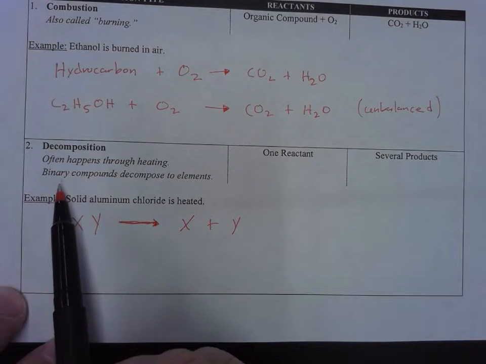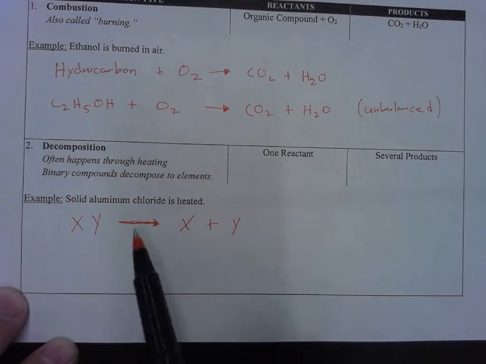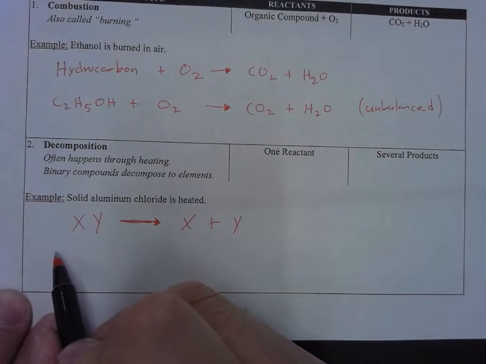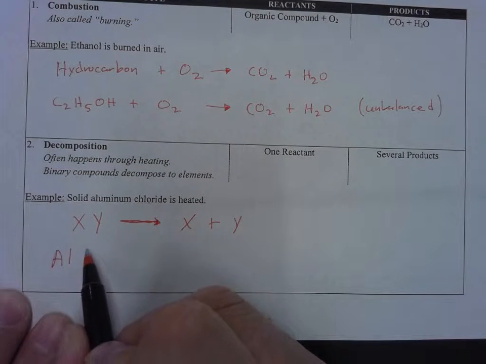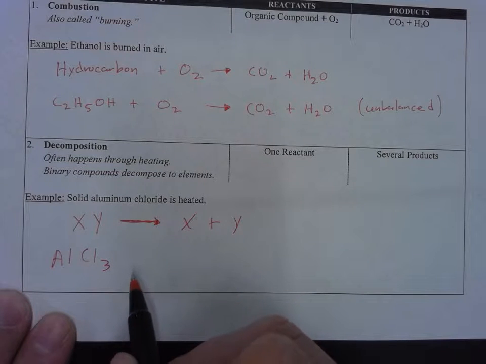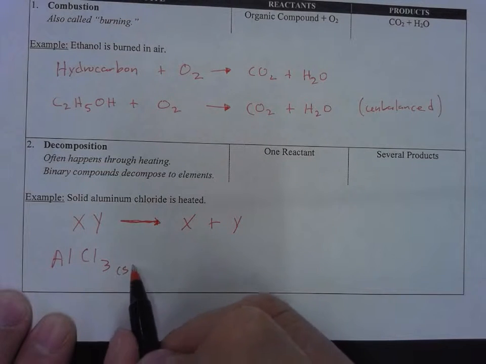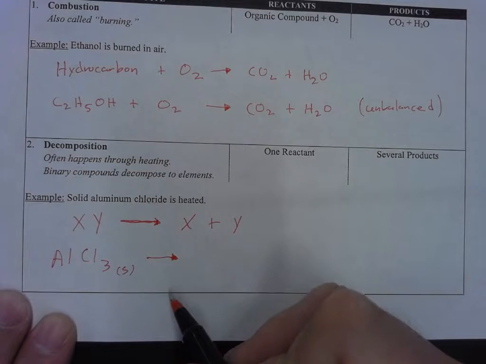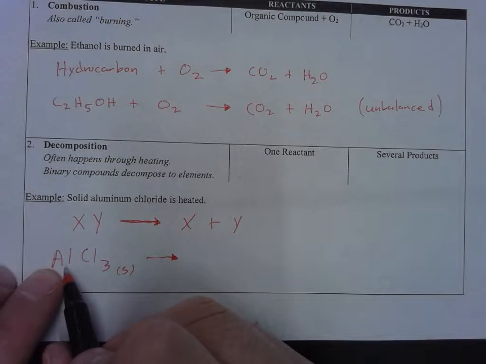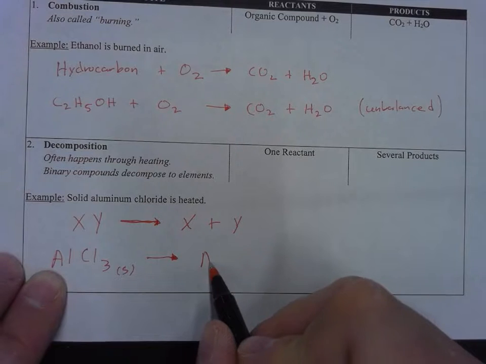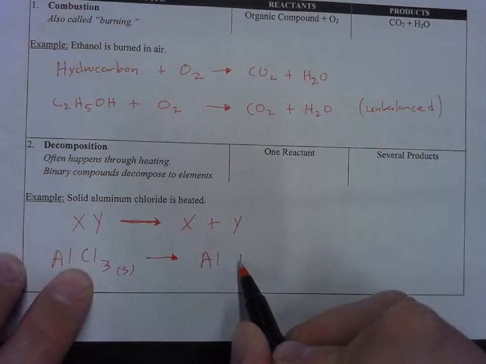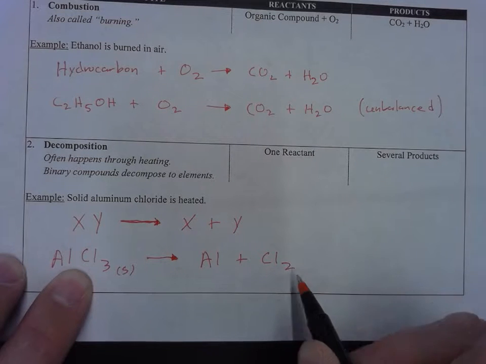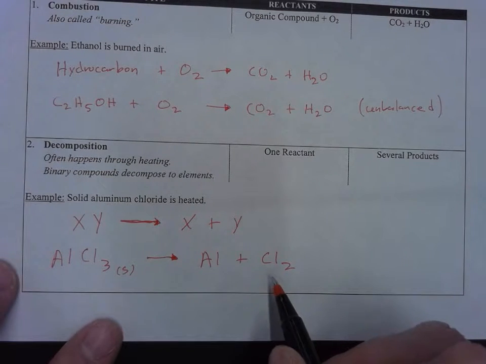So for our example, solid aluminum chloride is heated. Okay, so that's going to look like this. Aluminum chloride, AlCl3, solid, is heated, and it decomposes. Okay, it decomposes into what? Well, it decomposes into aluminum and chlorine, Cl2. Remember, chlorine's diatomic.